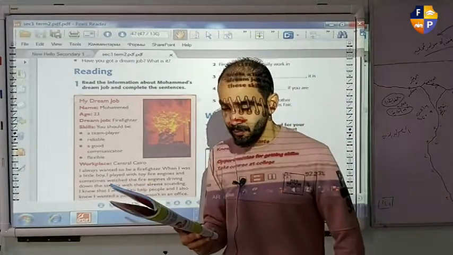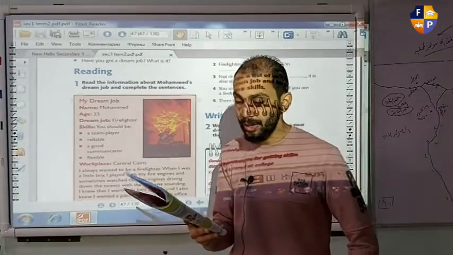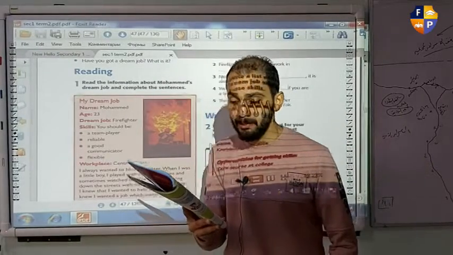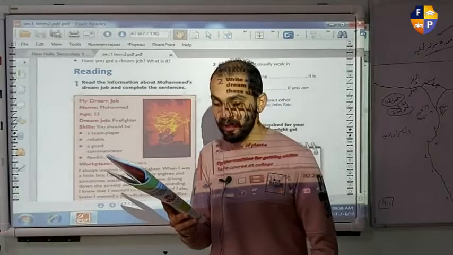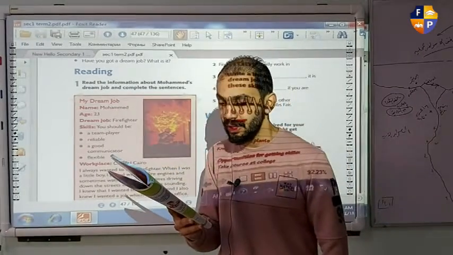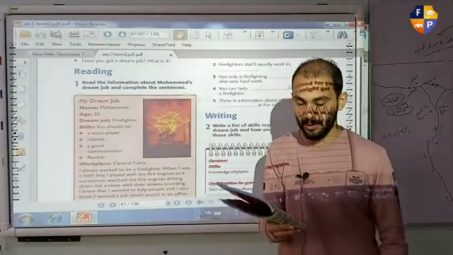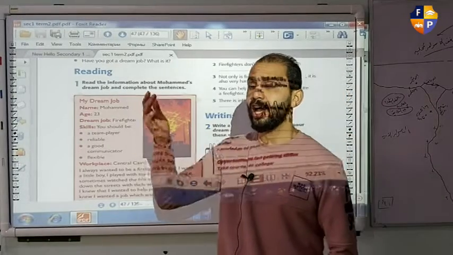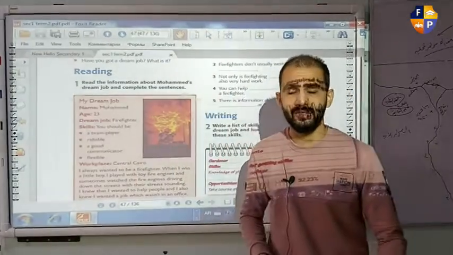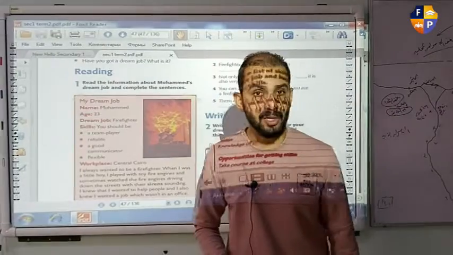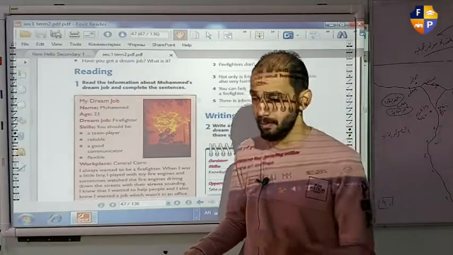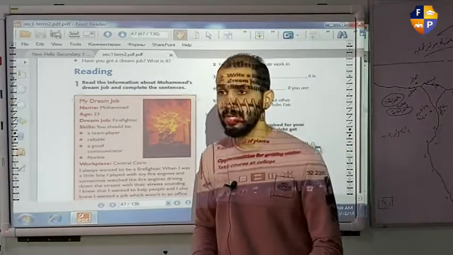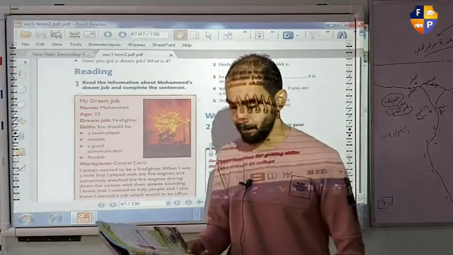I always wanted to be a firefighter. When I was a little boy, I played with toy fire engines and sometimes watched the fire engines driving down the streets with their sirens. With their sirens. What does it mean, the word sirens? Sirens is a device which is put above the car for the ambulances and the police officers' cars. Okay, which makes a loud voice to make the roads empty, to move quickly and fast.